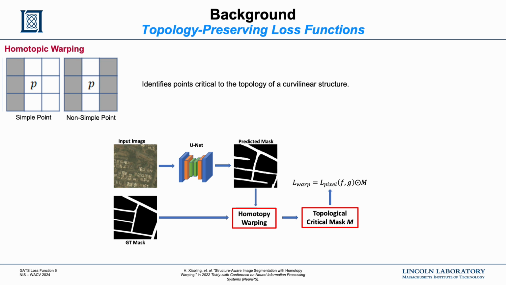Warp loss is another topology-preserving loss which works using homotopic warping. The homotopic warping algorithm functions on the principle that given two binary masks with the same topology, one mask can be warped into the other mask by sequential flipping of simple points. That is, points not critical to the topology of the curvilinear structure. In our experiments, we found warp loss to be too computationally expensive for larger inputs of volumetric data.